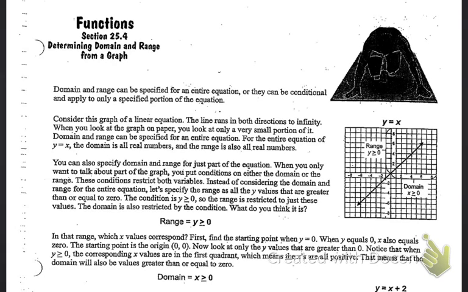Determining domain and range from a graph. This first page, you can kind of read through it. It talks about the domain and it talks about the range and how to identify it on a graph. What we used in class is a little foldable.